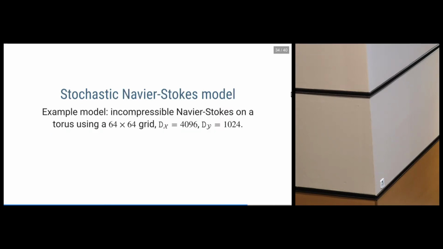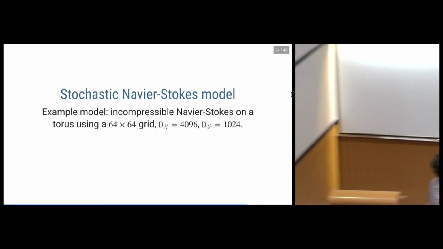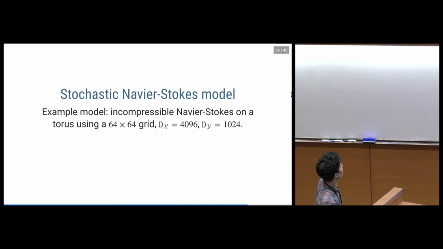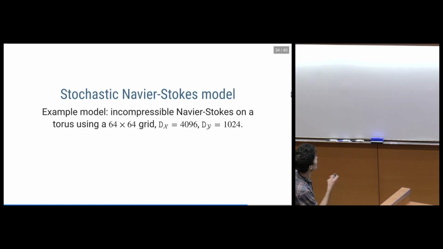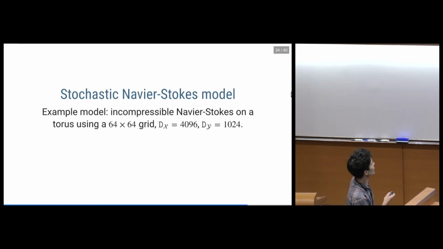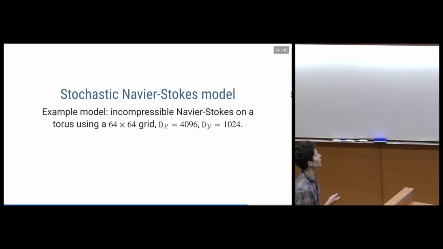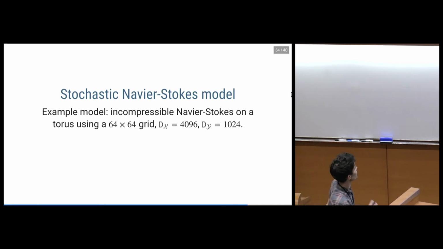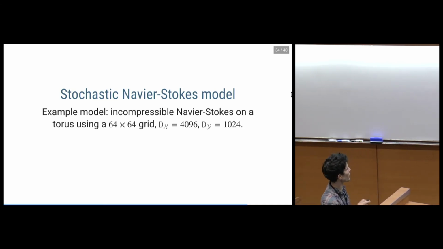I'm short on time, but I will just show a couple of videos to show that we have tried this in some slightly larger models. For the example system, this is going to be an incompressible Navier-Stokes model defined on the torus using a 64 by 64 spatial grid discretization. So our state space here is of dimension 4096. And for our observation space, we subsample every second location in both spatial dimensions, so we get 1024 observations.